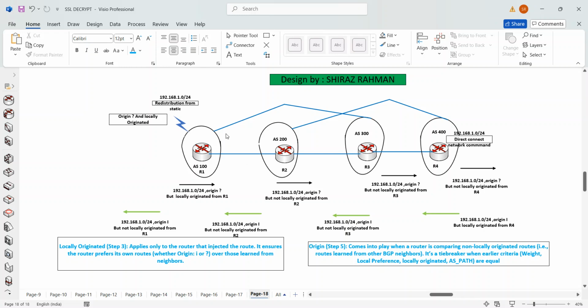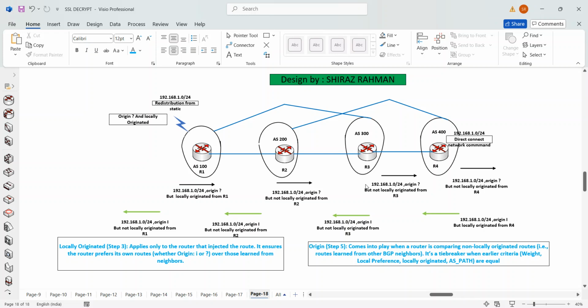Weight is all good, clear. Local preference is equal. Locally originated, no, both routes are not locally originated. AS path is the same, it's receiving one AS away, and this is also one AS away, so this is the same. Then what is next? Then the origin. So what is the origin? Here the origin is a question mark, here the origin is I. So which route will be installed? The green route will be installed, origin I.